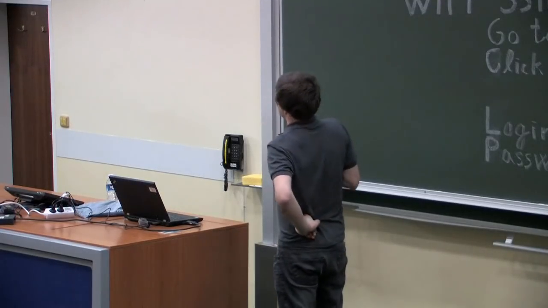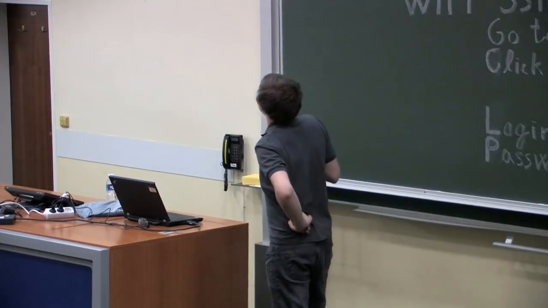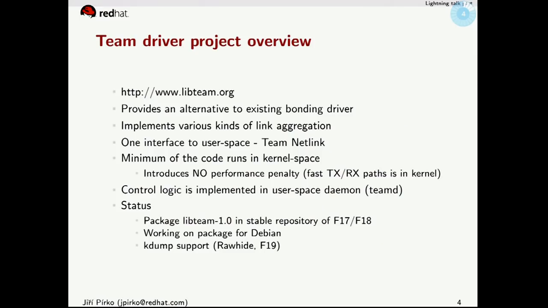This link aggregation I'm talking about is on the link layer. So all the computers in this network have IP addresses from the same subnet.